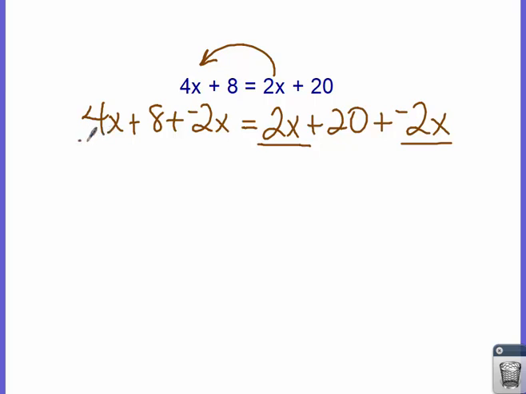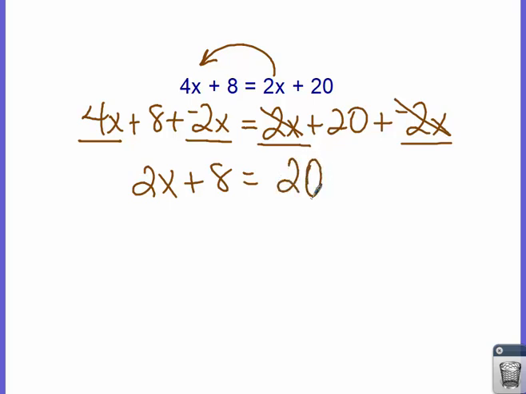So here I have a 4x and a negative 2x, that could go together because they both have x's. So 4x and negative 2x will give us 2x, and then I write my leftovers down, plus 8, because I haven't dealt with my numbers yet. I'm still working on just the letters. Now if I go to the right-hand side, my 2x and my negative 2x will cancel each other out, and I'm left with just a 20.